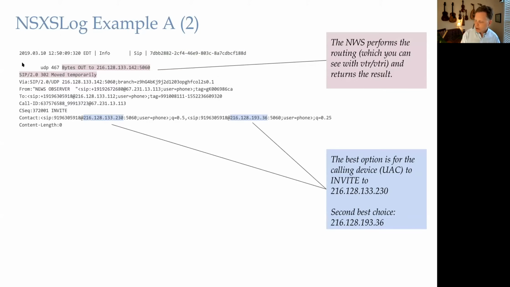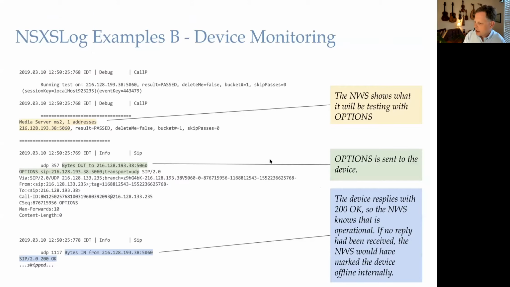Then the network server does the lookup and it returns the 302. And here it says that the two options are 216.128.133.230. That's the best option. And the second best choice is 216.128.193.36. That's returned here as a way to route this call. So at this point, we are expecting an ACK message, but then this invite transaction is done.